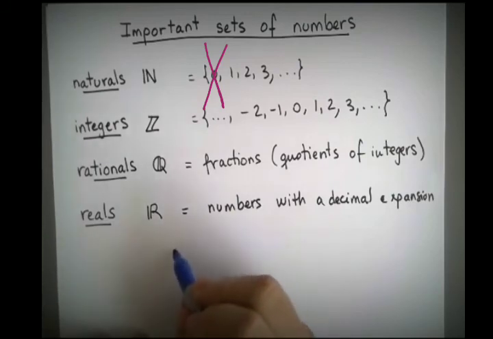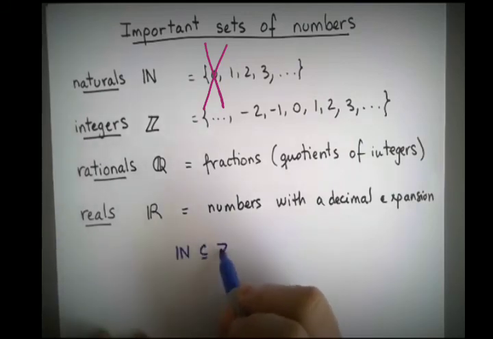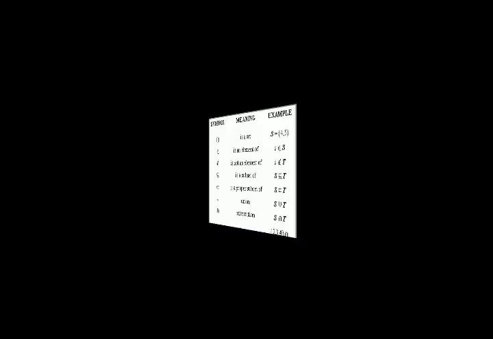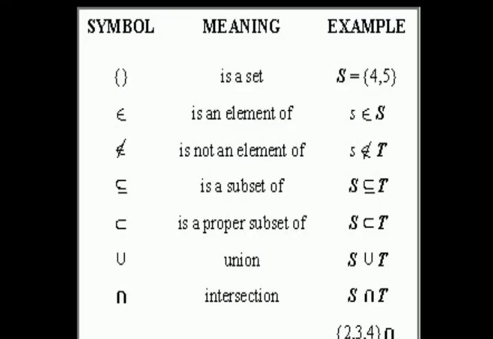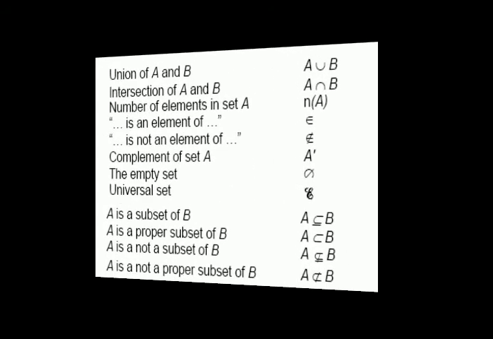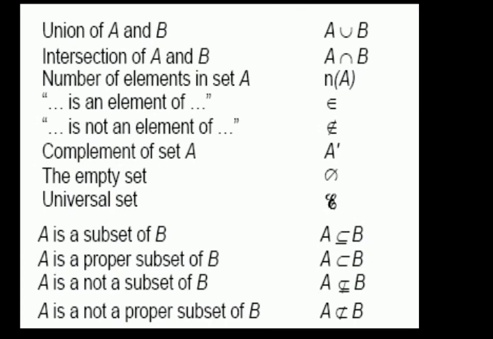These are all sets. Now N is a subset of Z, and Z is a subset of Q, Q is a subset of R. Here are some symbols, meanings and examples. So these symbol meanings and notations of sets are all important in solving sets problems. So remember these well.